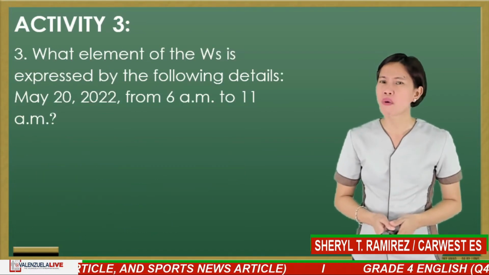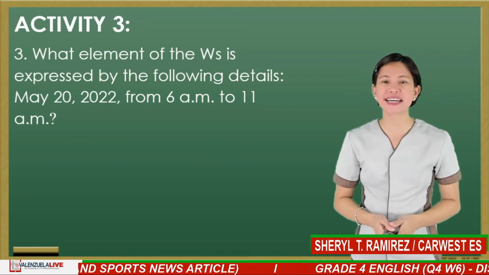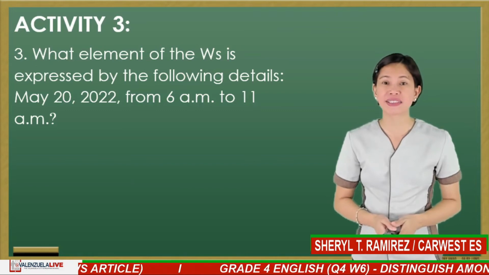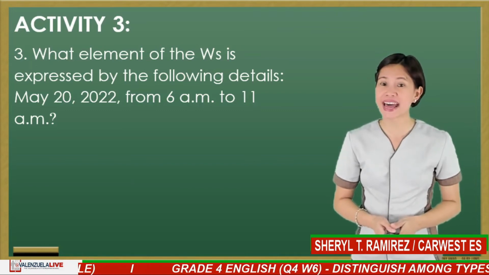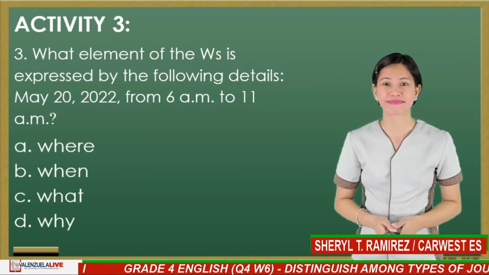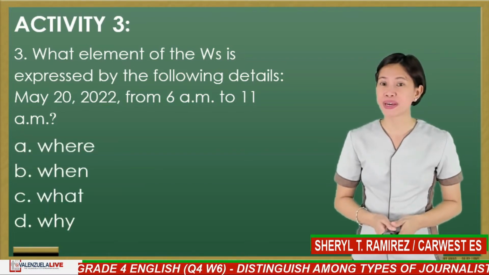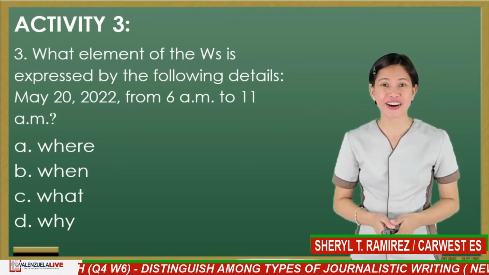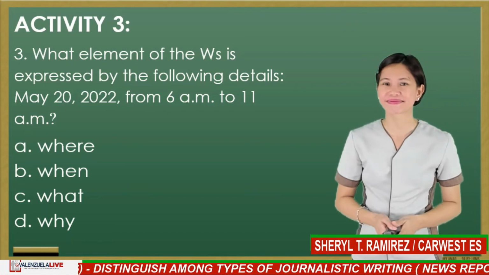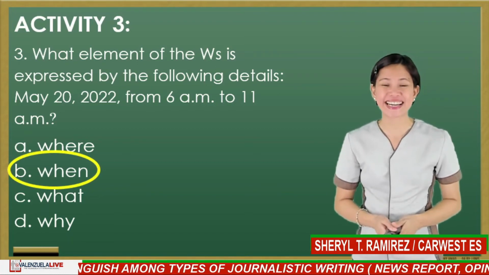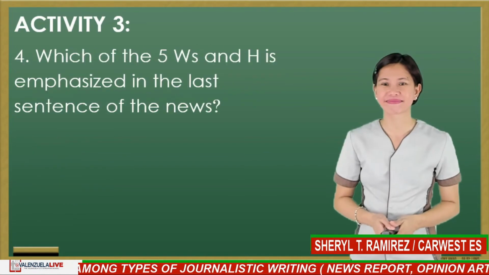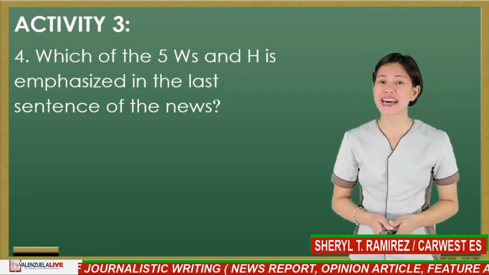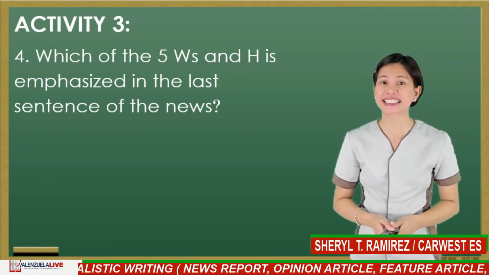Number 3, what element of the W's is expressed by the following details? May 20, 2022 from 6 a.m. to 11 a.m. A. Where? B. When? C. What? Or D. Why? Send your answers. Fantastic! Letter B, when.